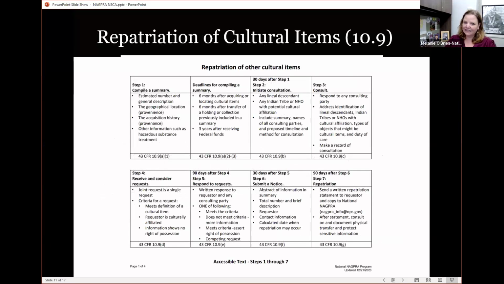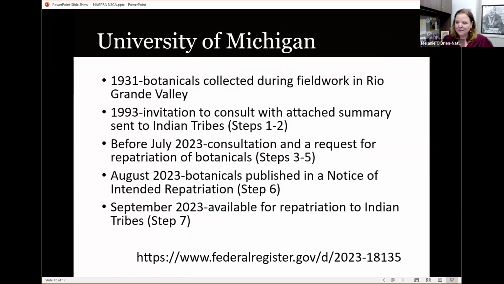The other process, again, is for repatriation of cultural items, and that's the step-by-step process that's outlined here. So separate from human remains and associated funerary objects is the process for cultural items. And I have an example of that for you as well.